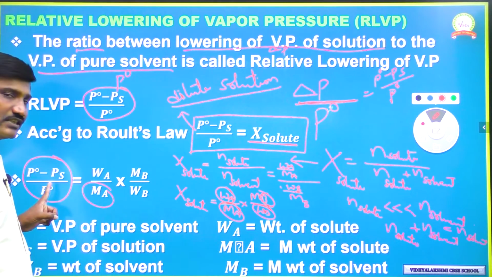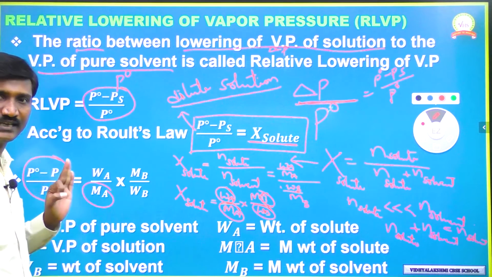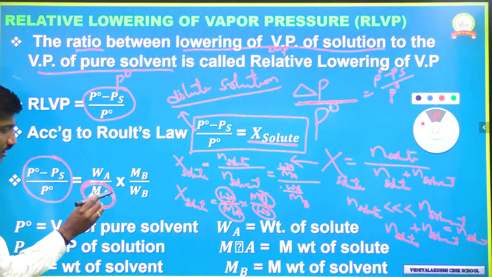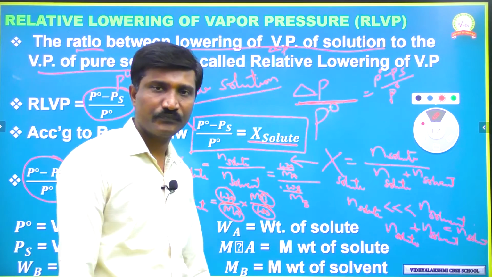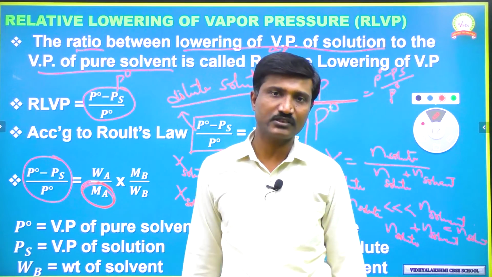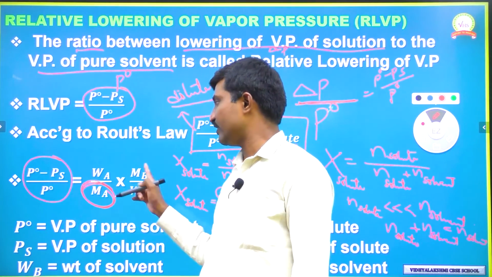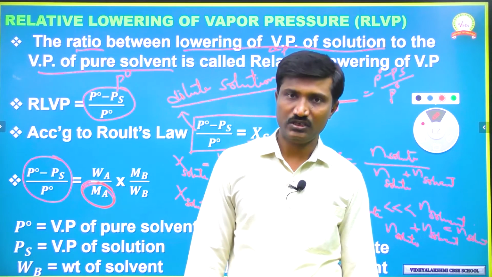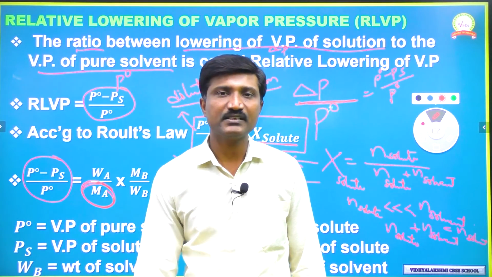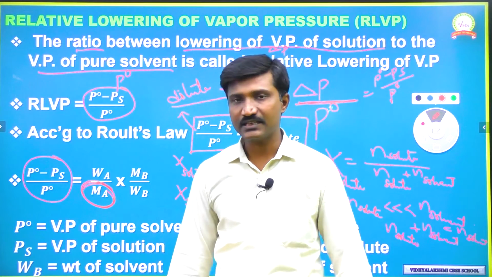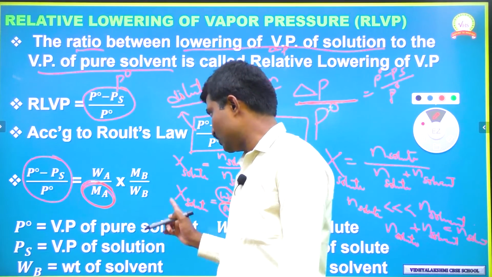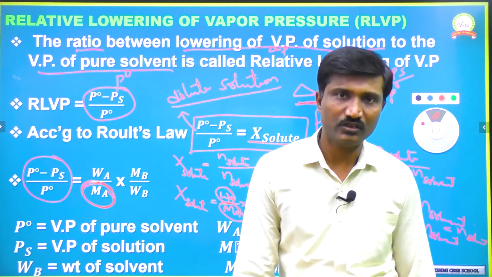So here the relative lowering of vapor pressure, (P0 minus PS) by P0, is a colligative property. It is inversely proportional to the molar mass of solute. So by using this equation we can calculate the molar mass of the solute. What are P0 and PS? P0 is the vapor pressure of the pure solvent, and PS is the vapor pressure of the solution. By substituting these values we can calculate the molar mass of solute.